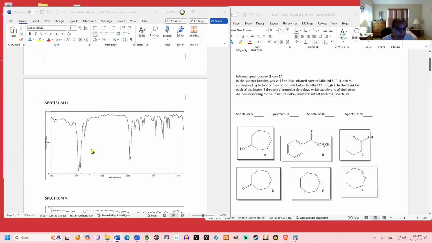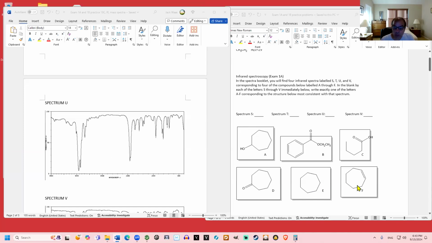So there doesn't appear to be any alkene. There doesn't appear to be any aromatic portion of this molecule. There's no alcohol, there's no carboxylic acid, there's no carbonyl. So it can't be this, it can't be this, it can't be this, and it can't be this. That leaves it down to E and F.